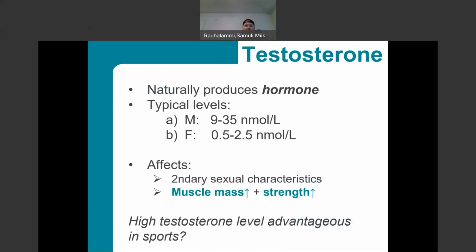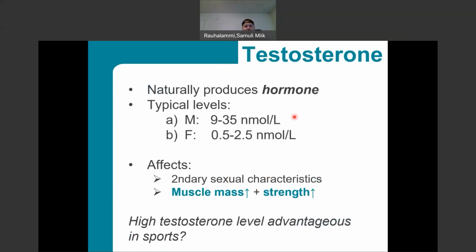So to say a few words about testosterone, testosterone is a naturally produced hormone that triggers the development of the secondary sexual characteristics. And it is also shown that testosterone has direct effect on the amount of muscle mass increase that one has. So with higher testosterone levels, the muscle mass tends to go up. Same happens for the strength.